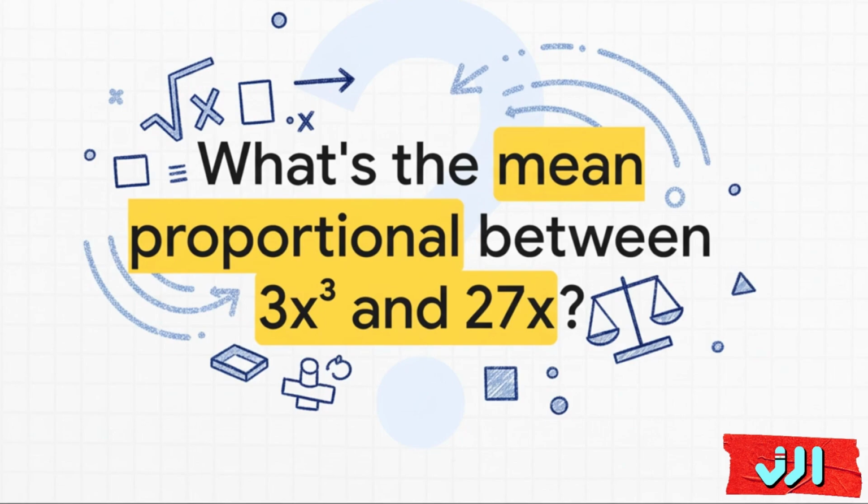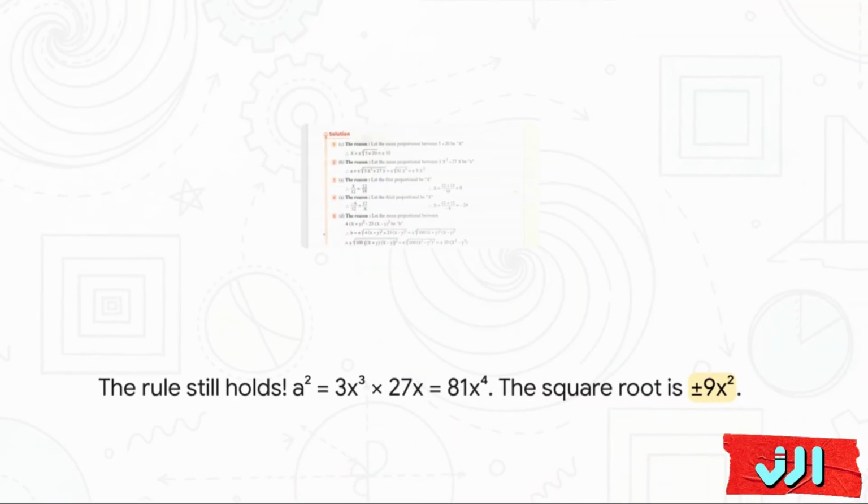All right, you're feeling good? Let's kick it up a notch. How about this one? What's the mean proportional between 3x cubed and 27x? Now, I know, it looks a little intimidating with all those variables in there, but I promise you the basic rule we just used doesn't change one bit. And this is just a perfect example of why that formula is so great. All we have to do is multiply the two ends together.